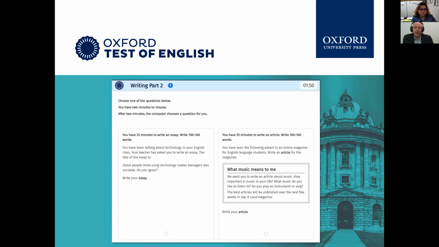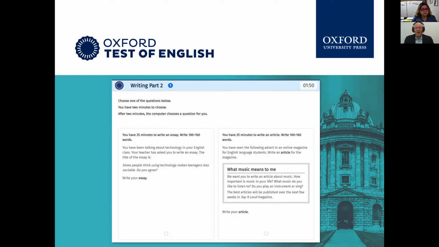Look at the example we've got here. It says, some people think using technology makes teenagers less sociable. Do you agree? Well, if you've got a strong opinion about this, if you're a teenager and you're fed up of people telling you you shouldn't be on your mobile phone all day, it makes you unsociable, then this is a great idea for you to write something and defend yourself.